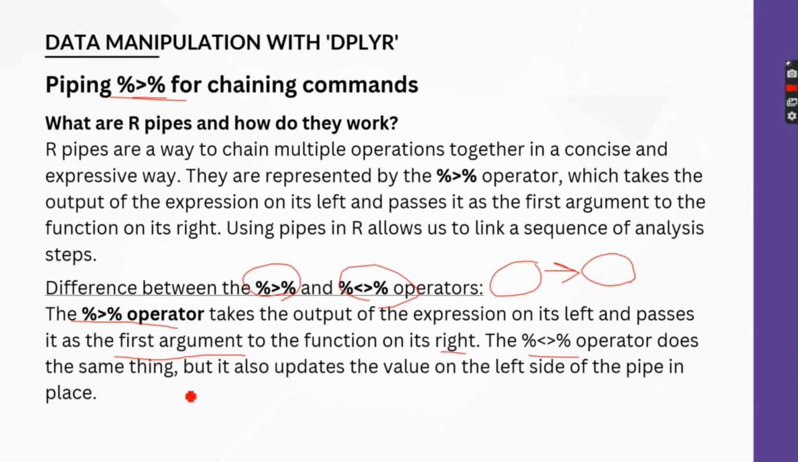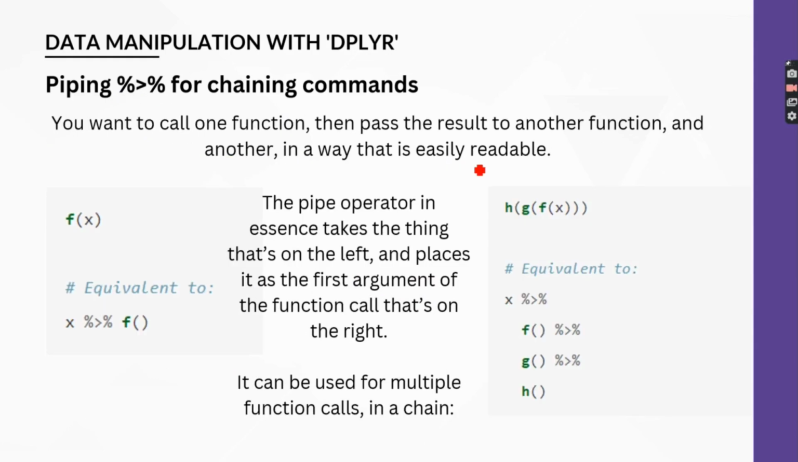And this operator does the same thing, but it also updates the value on the left side of the pipe in place. So the very first operator does not update the value, but the second operator updates the value. Hence we are using two signs here. Again, what are pipes for? Pipes are a way to chain multiple operations together. How? Let's see in the example in the upcoming slides.